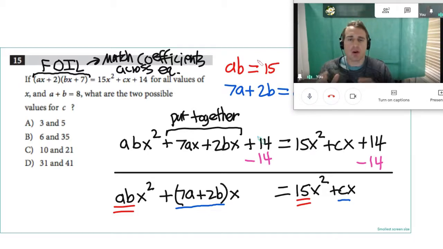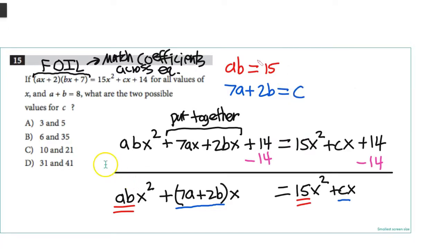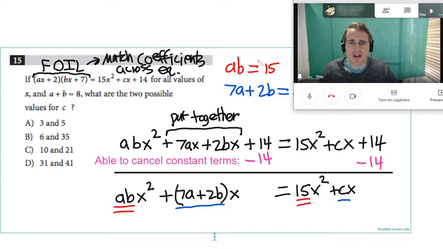When you multiply out the terms on the left-hand side, when you FOIL, you get quadratic terms, linear terms, and constant terms. We were able to cancel the constant terms, right? The positive 14s, we were able to subtract 14 from both sides. We could just make those go away, right? So what that means is the two terms that remain on the left, ab x squared and 7a plus 2b times x, have to equal 15x squared plus cx.